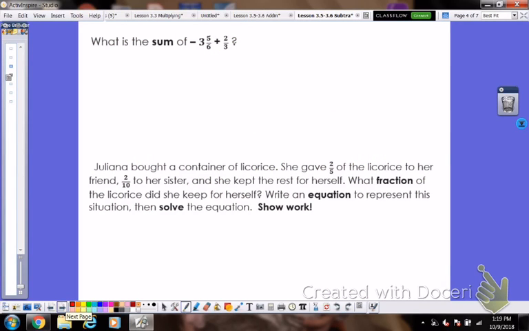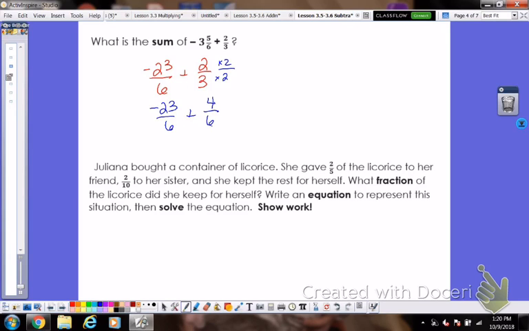Okay, so what is the sum of -3 and 5/6 plus 2/3? This is a little review of yesterday. I don't want to work with a mixed number, so multiply, add, 6 times 3 plus 5. We have a -23 over 6 plus 2/3. Well, I know that I can multiply 3 by 2 to get 6. Always make sure you do numerator and denominator, so times 2 times 2. -23/6 plus 4/6.